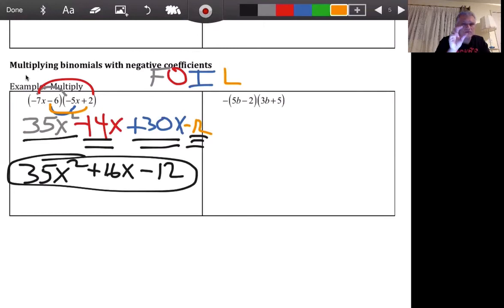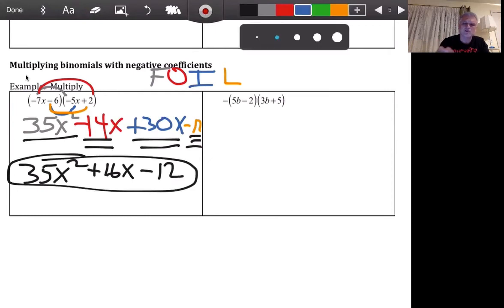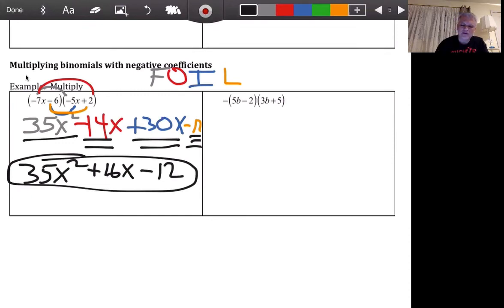I'll try to keep it as brief and concise as possible so that you don't have a whole lot to remember or get confused. So I'm going to take that negative and multiply it by this first set of parentheses. If there's a negative outside of 5b minus 2, let's consider that to be negative 1 times 5b minus 2. Okay? So now we're going to do the distributive property, which we did last time.